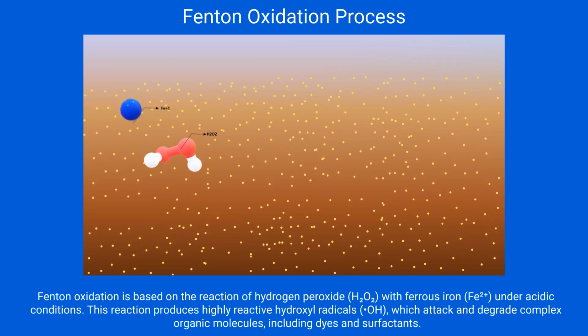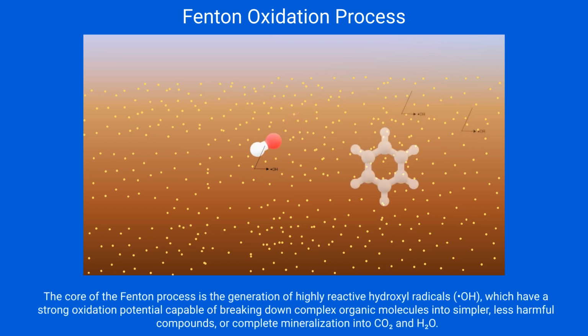Next, in the Fenton reaction stage, Fenton oxidation is based on the reaction of hydrogen peroxide, H2O2, with ferrous iron, Fe2+, under acidic conditions. This reaction produces highly reactive hydroxyl radicals, •OH, which attack and degrade complex organic molecules, including dyes and surfactants. The core of the Fenton process is the generation of highly reactive hydroxyl radicals, which have a strong oxidation potential, capable of breaking down complex organic molecules into simpler, less harmful compounds, or complete mineralization into CO2 and H2O.